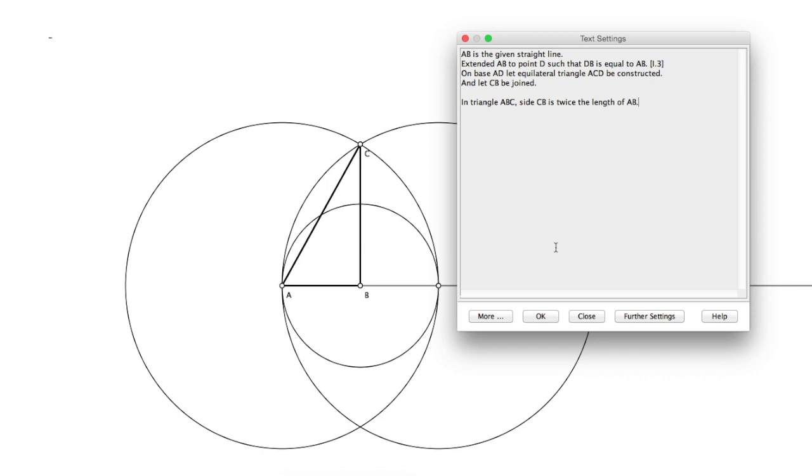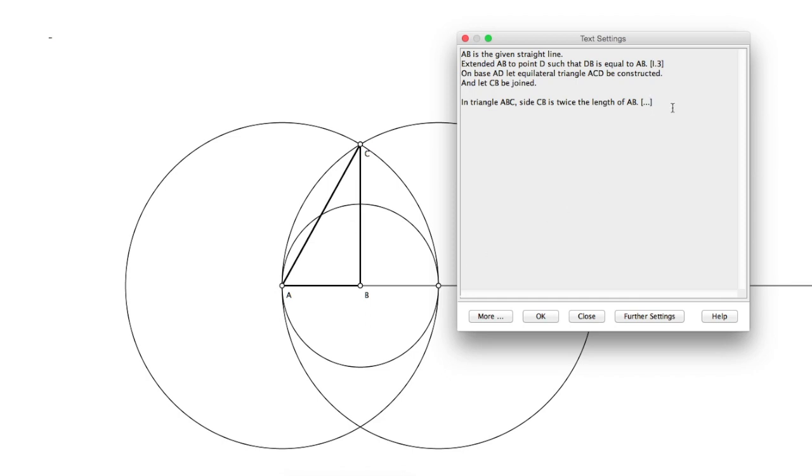Now it's not enough just to say it. We have to say why. How do we know this? So in these brackets, what do we put? What's our justification for this? If we say that it's because it's an equilateral triangle and the sides of an equilateral triangle are equal, well, that creates a problem because that's not the side of the equilateral triangle. AC is the side of the equilateral triangle, right?